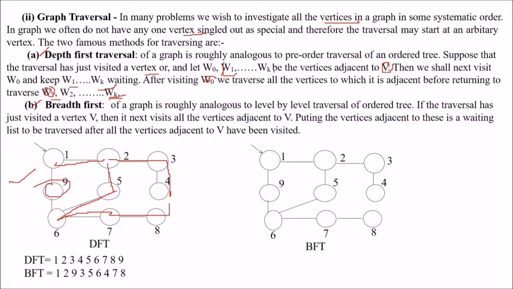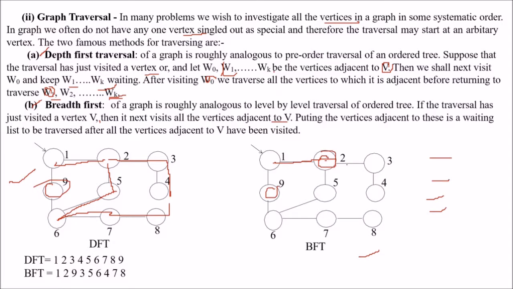What about the breadth first? Breadth first traversal of a graph is roughly analogous to level by level traversal in an ordered tree. If the traversal has just visited vertex V, then it next visits all the vertices adjacent to V, putting the vertices adjacent to these in a waiting list to be traversed after all the vertices adjacent to V have been visited. So the BFT of this will be: we have gone to 1, then 2, and 1 with 2 and 9 are at the same level. So we'll take 2 and 9.